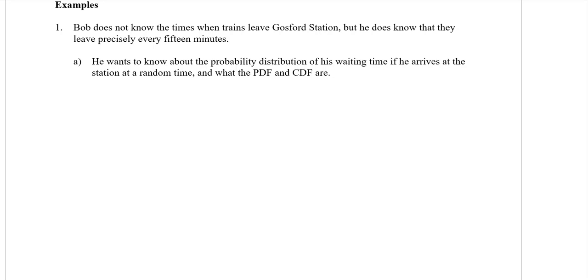If he knows that a train leaves every 15 minutes, that means the maximum time he could have to wait would be 15 minutes. He could arrive just when the train has left, and he might have to wait a full 15 minutes for the next one to arrive. But it could be anywhere in between, right? So I could draw a graph of what this is going to look like.